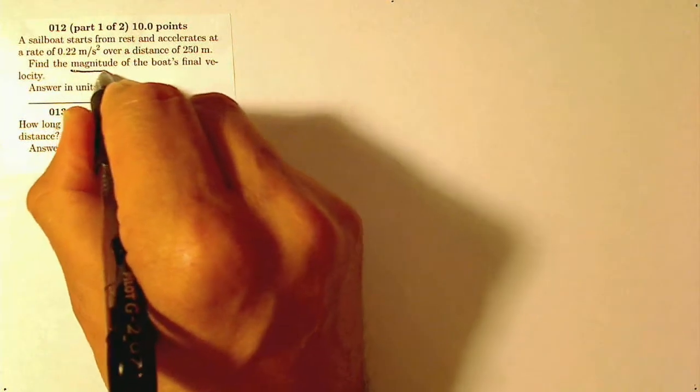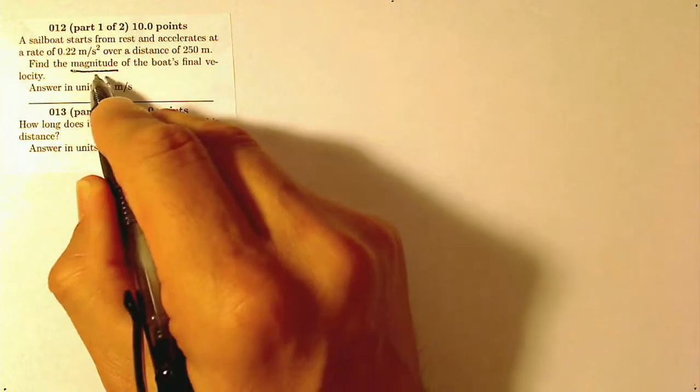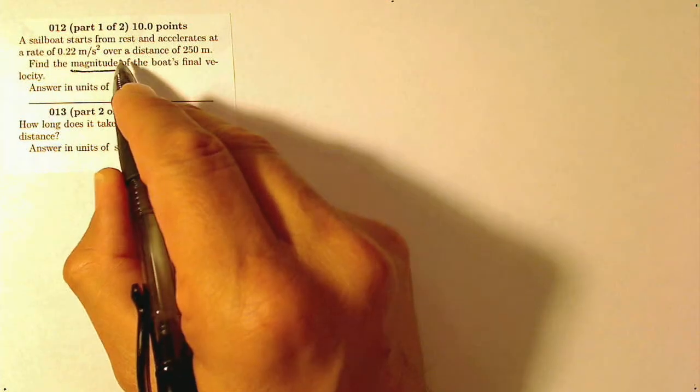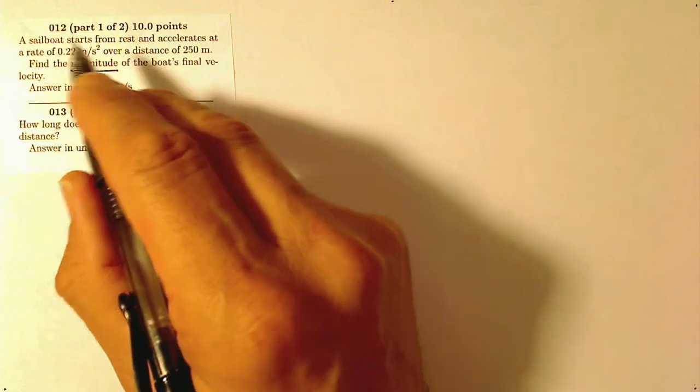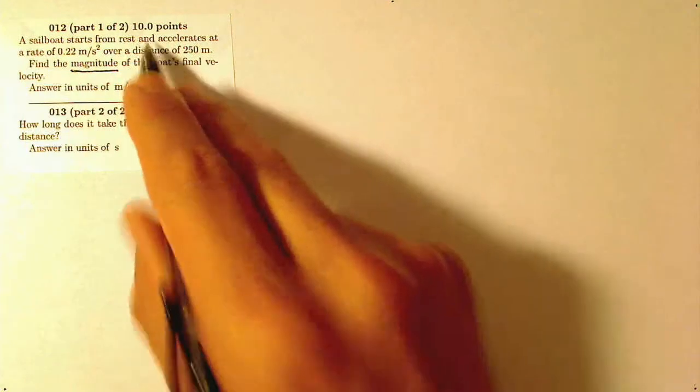Magnitude, that sometimes is a very important point. When it asks for magnitude, magnitudes are always positive. So every vector has a magnitude and a direction, but when it asks for the magnitude, that's always going to be a positive part. So let's see, a sailboat starts from rest.